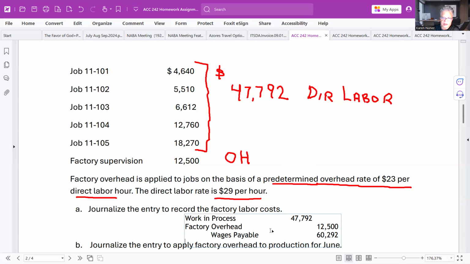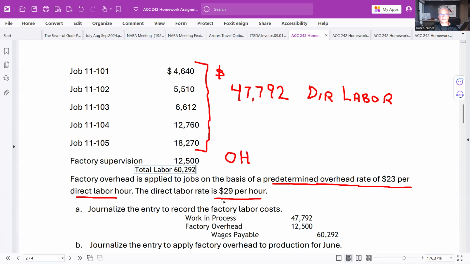The labor that is the overhead piece, the factory overhead, and for some reason the formatting is off just a little bit, so let me just fix that. There we go. Okay. So the labor that is the overhead goes to the overhead account, the 12,500. But all of the labor is a total of 60,292. We add all this up. This is the 60,292. That's the total. So the total labor is the 60,292.